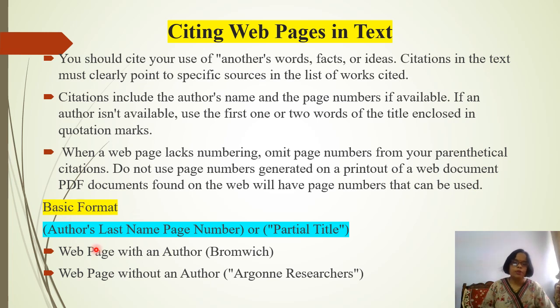So the basic format, you see, is the author's last name and page number, or if the author is not there, then the partial title. For example, for a web page with an author, whatever you have quoted, you just write Vrombic. If the web page is there and the author's name is not there, then you just write the partial title, that is Argonne Researchers.